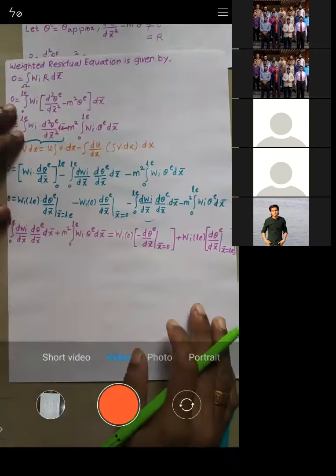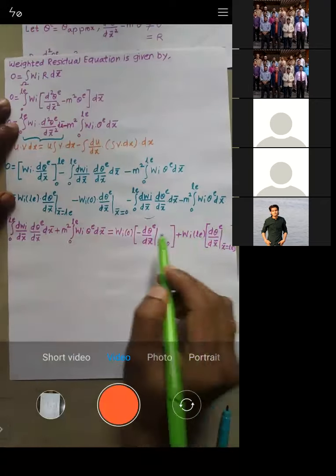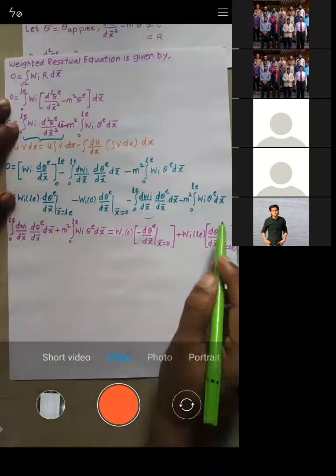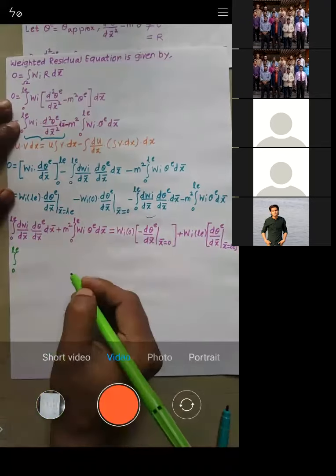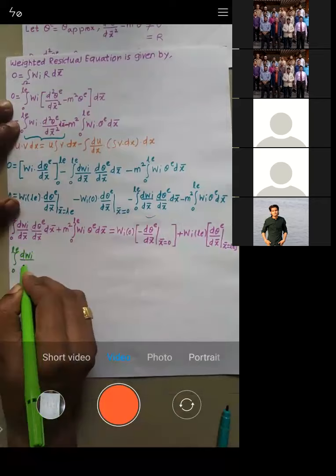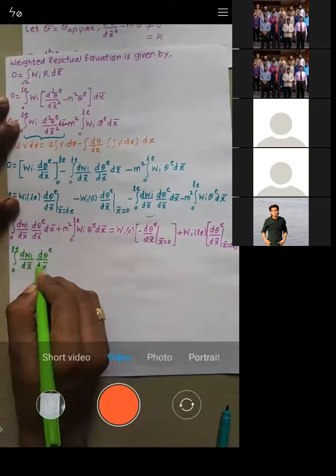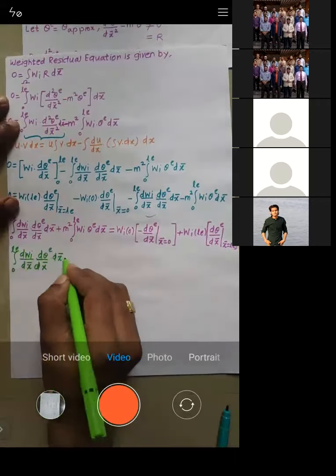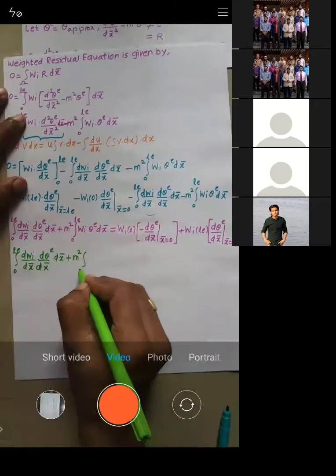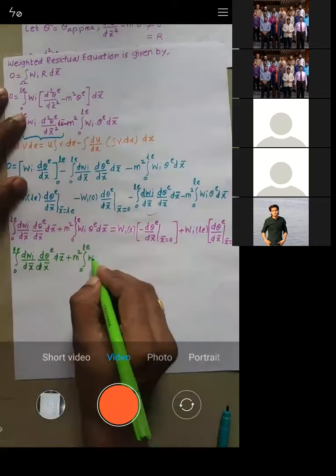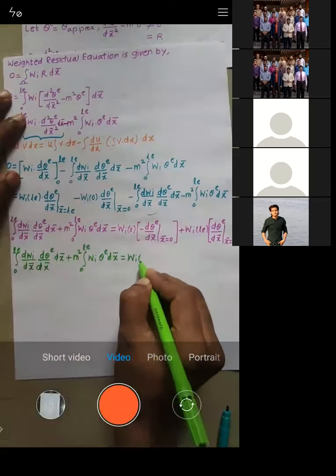Now what? See, instead of carrying this term throughout the solution, I will call this term Q1 and this term Q2. So let me rewrite it: integral 0 to LE of dwi by dx bar into d theta e by dx bar dx bar, minus m square integral 0 to LE of wi into theta e dx bar, is equal to weight function at 0.